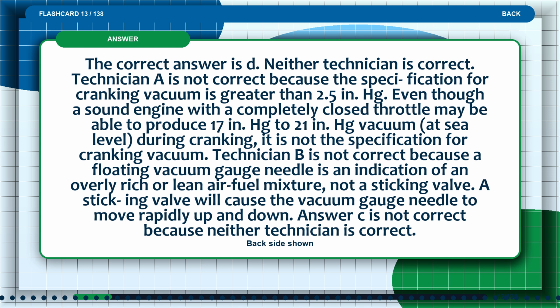Technician B is not correct because a floating vacuum gauge needle is an indication of an overly rich or lean air-fuel mixture, not a sticking valve. A sticking valve will cause the vacuum gauge needle to move rapidly up and down. Answer C is not correct because neither technician is correct.